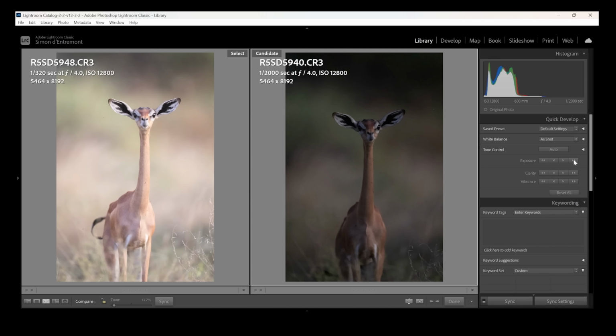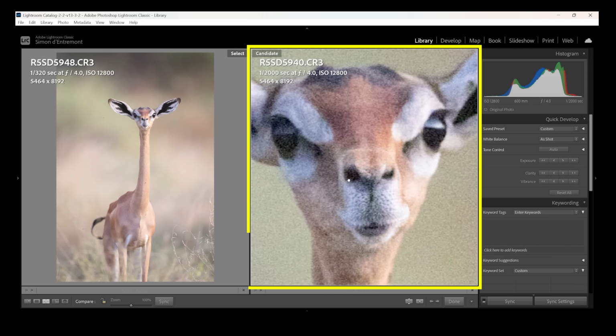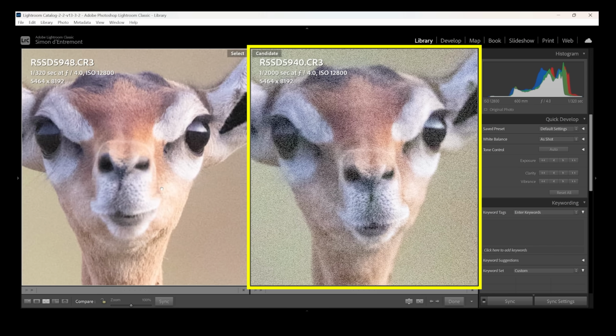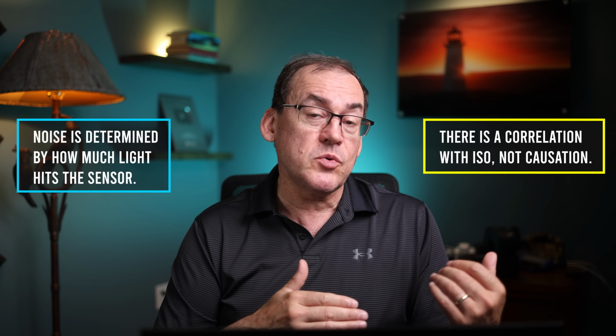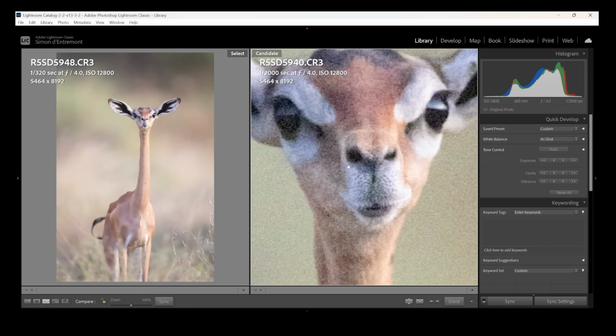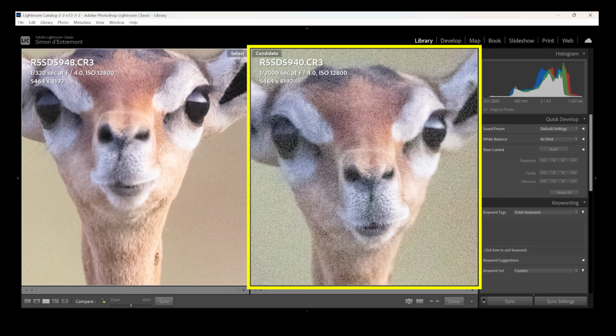Now, popular opinion would suggest that at the same ISO, the image noise should be similar, because people are led to believe that it's the ISO setting that controls the noise. It isn't. When I raise the brightness of the darker image that gathered less light onto the sensor, we clearly see that it's the noisier image. Noise is determined by how much light hits the sensor, and there's a correlation with ISO, not causation, as high ISOs mean that the image has received a low amount of light. Low light means a poor signal-to-noise ratio, and a poor signal-to-noise ratio is what causes noise.